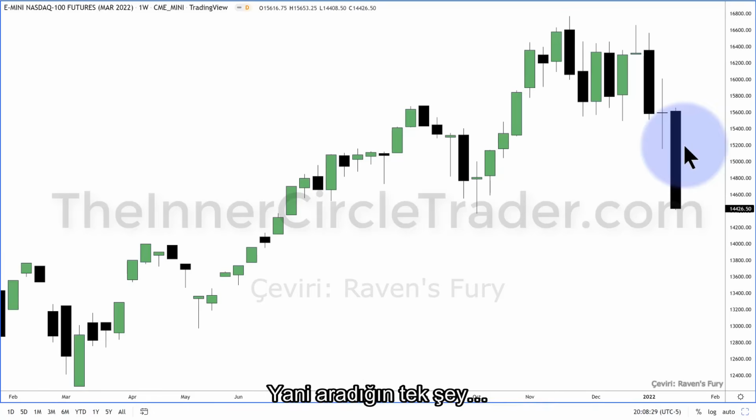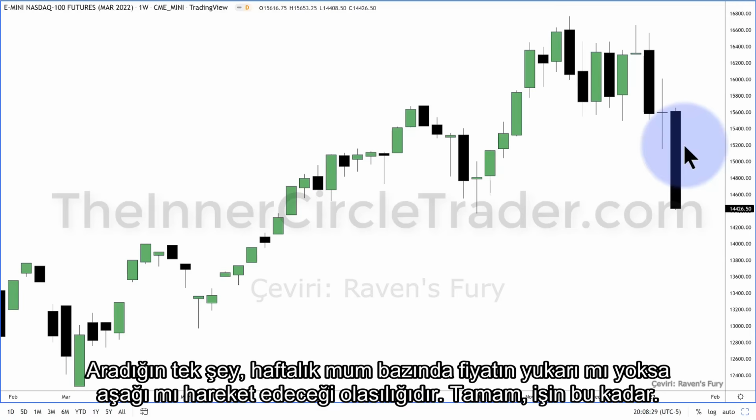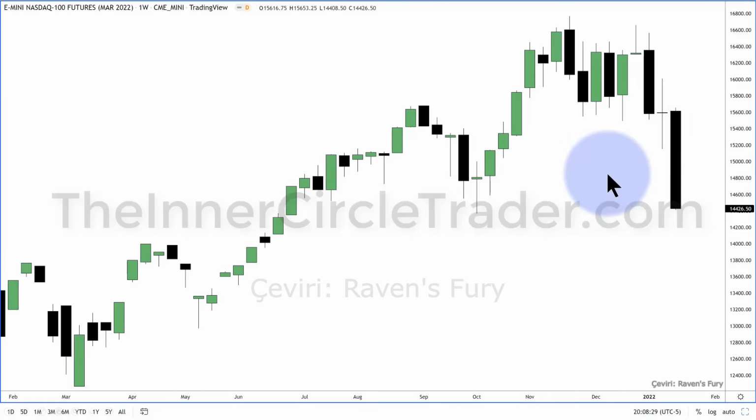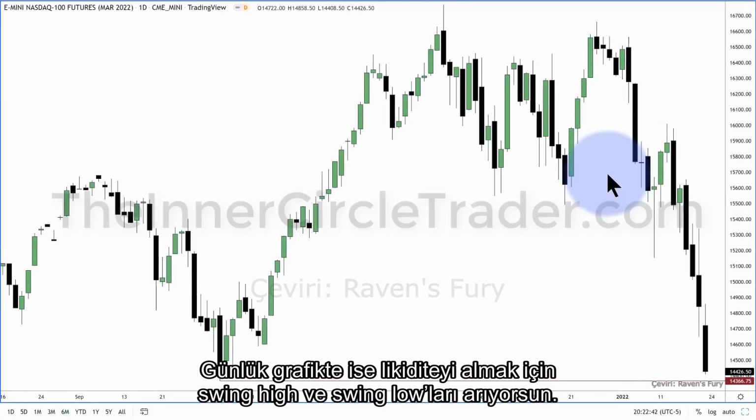So the only thing you're looking for is a likely movement higher or lower based on the weekly candle. Okay, that's all you're doing. That sets your initial bias for the week. On the daily chart, you're looking for swing highs and swing lows to get your liquidity.